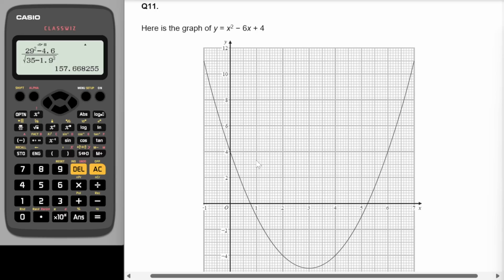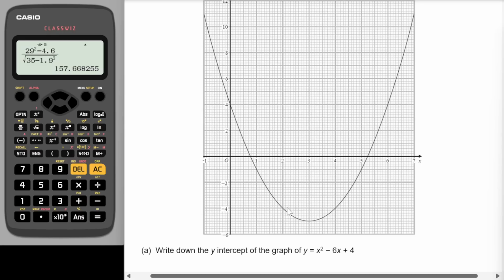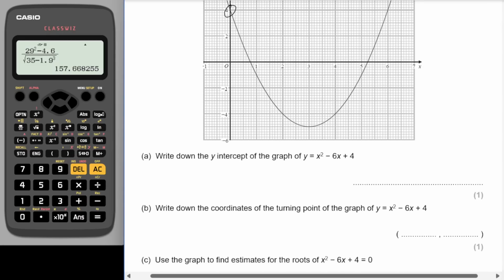Question 11. Here's the graph of, write down the y-intercept. The y-intercept, where is looking like 4. So y-intercept would be 4. Write down the coordinate of the turning point. So that's where the gradient changes, so it's going to be that point there. That's where the graph turns. So we are looking at 3, minus 5.